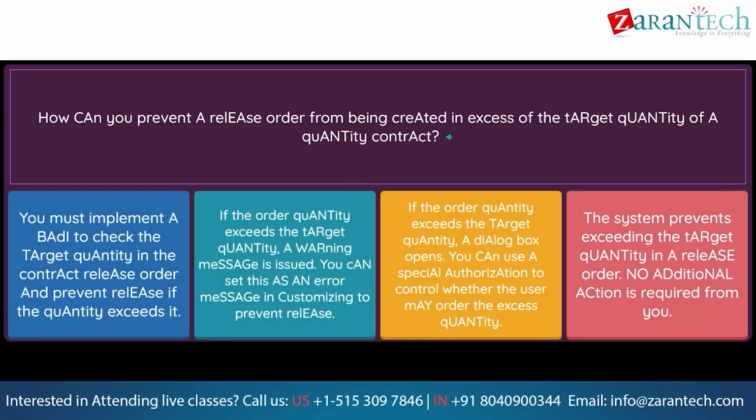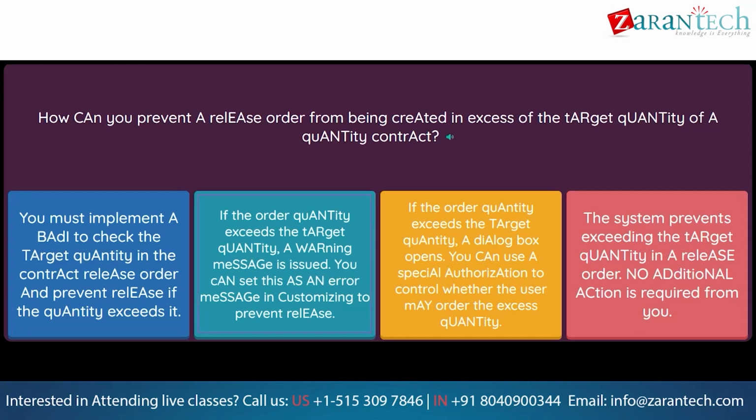Question: how can you prevent a release order from being created in excess of the target quantity of a quantity contract? Option 1: you must implement a BAdI to check the target quantity in the contract release order and prevent release if the quantity exceeds it. Option 2: if the order quantity exceeds the target quantity, a warning message is issued.